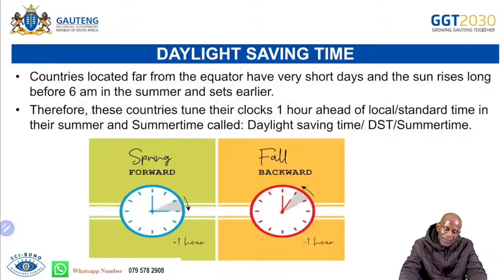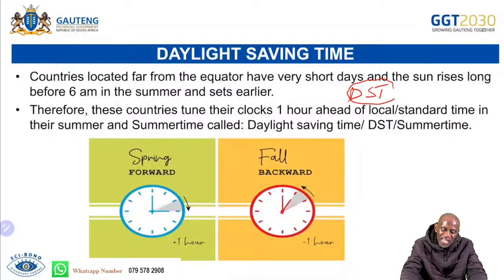Daylight saving time, in short, is known as DST. DST is the acronym for Daylight Saving Time. Countries located far from the equator have very short days, and the sun rises long before 6 a.m. in summer and sets earlier.